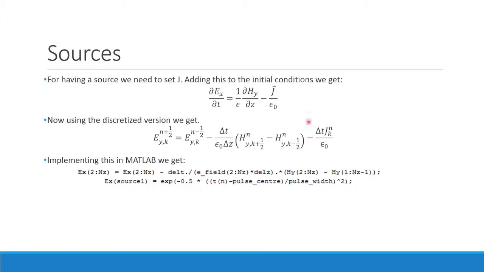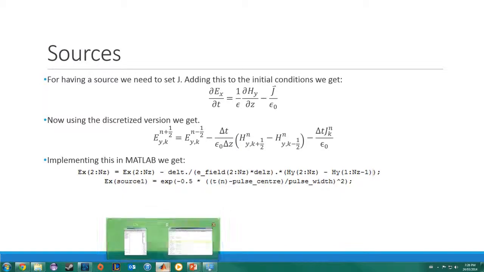To add a source, we need to add that J term here to our initial 1D equation. Here I'm just showing it for the electric field. Now once we add this to the discretized version, we end up getting an equation that looks like this. And then to implement this in MATLAB, we add a new line of code where we're going to emit the source at a position source 1, which is defined in my code. And here we're just going to have a single pulse, and that looks like this.